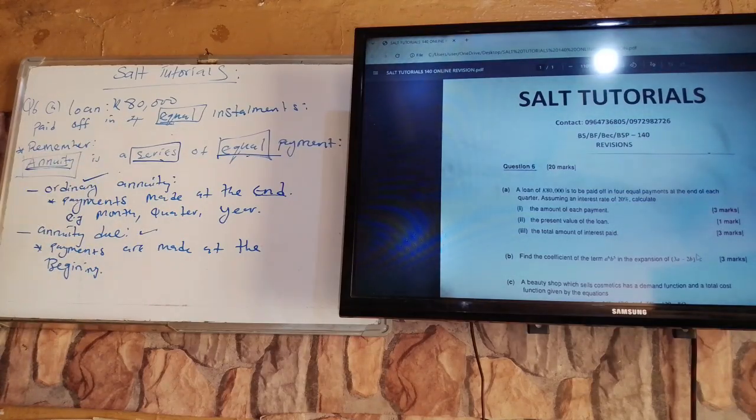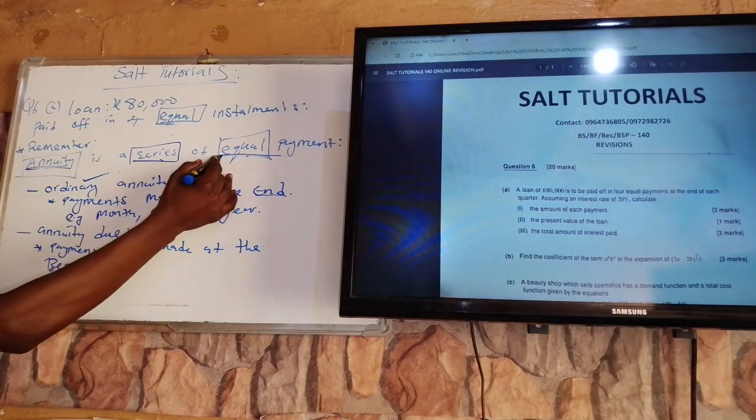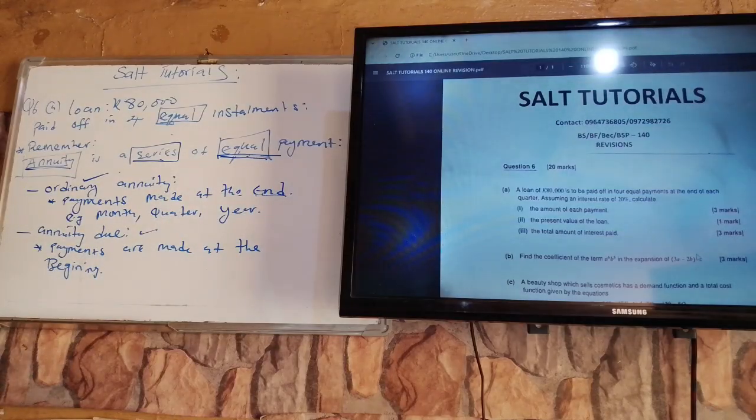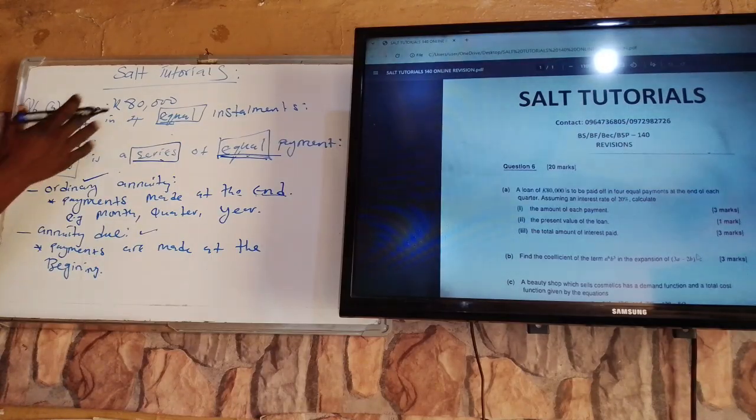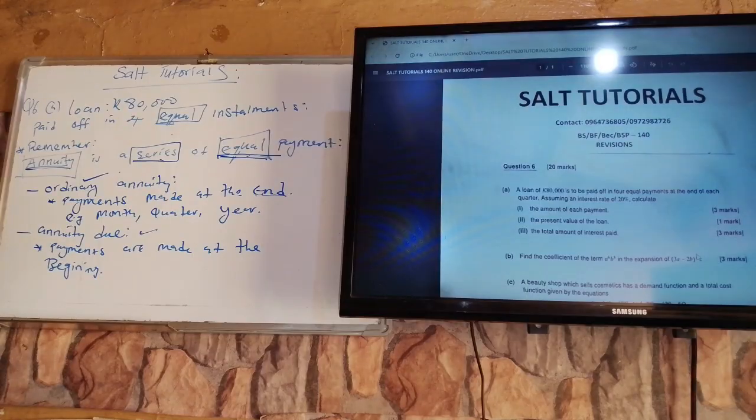So you read a question, you hear equal payments are being made. It means that whatever payments you make in those intervals, if you are making 2,000 kwacha every month, it will be continuously an equal amount, 2,000 kwacha throughout. It will not change. If you make 2,000 this year, 2,000 the other year, and so forth until you complete either your loan or your investment period. So that is an annuity.